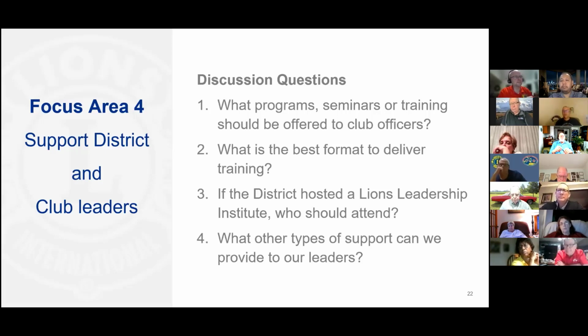Focus area one, new clubs. Focus area two, members into existing clubs. Focus area three, retention through new service and fellowship. Or focus area four, supporting our district and our club leaders. Let me know where you are, because we're going to assign you to those teams and ask you to take the information we've gathered today and help us build out a plan of action so that we can all work together, because it's going to take everyone.